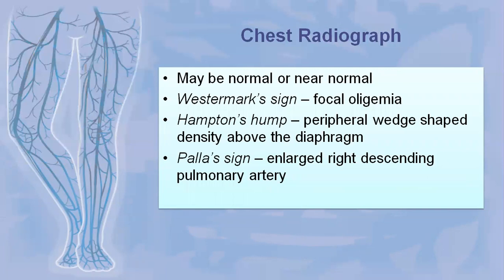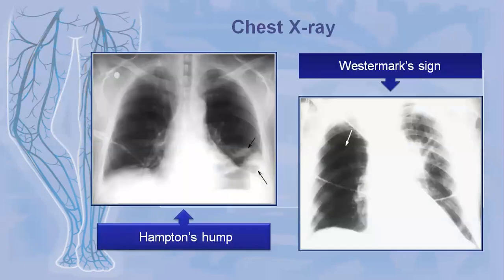How about findings on chest radiograph? It may be normal or near normal, or you may see signs such as Westermarck sign, which is a focal oligemia or avascularity. Next would be Hampton's hump, a peripheral wedge-shaped density above the diaphragm, and Palla's sign, an enlarged right descending pulmonary artery. So Westermarck's, Hampton's hump, and Palla's sign.